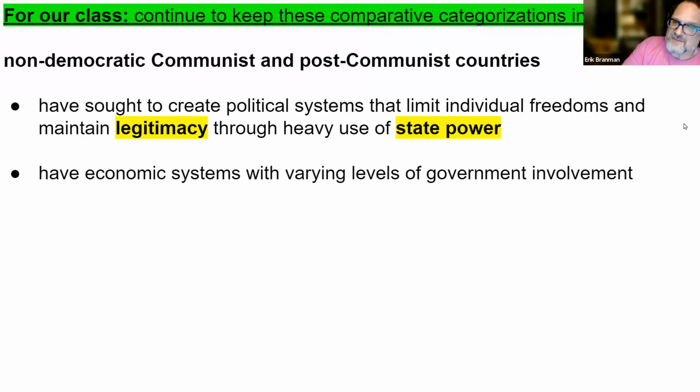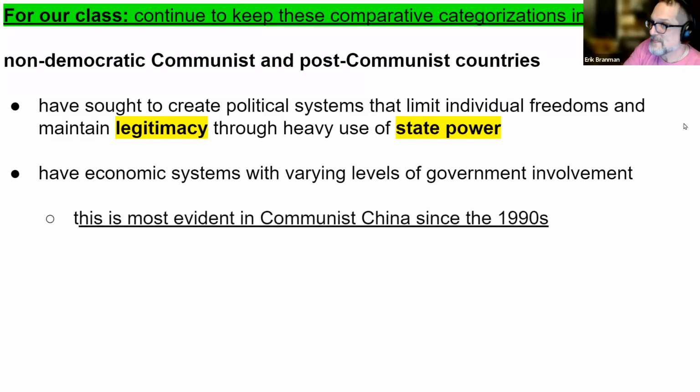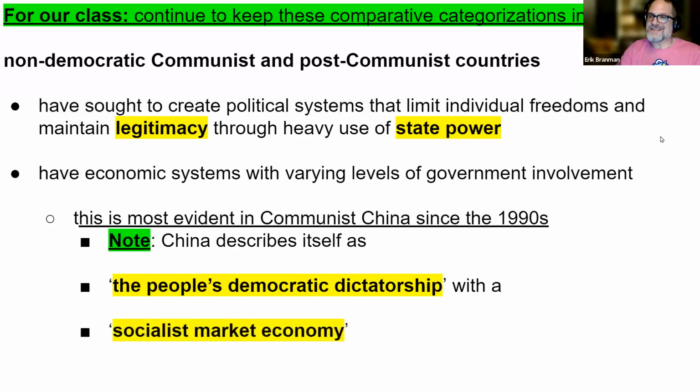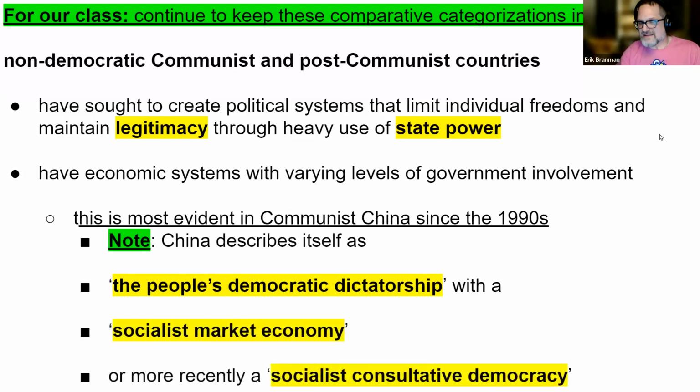These are countries that have economic systems with varying levels of government involvement. We'll examine in our class Communist China since the 1990s. Side note, China describes itself as the people's democratic dictatorship with a socialist market economy, and more recently has described itself as having a socialist consultative democracy. If your brain kind of had a little moment, we'll unpack this in a couple of months when we look at China. The idea here, folks, is China has multiple ways of describing its approach to governing when it comes to power, authority, and force.